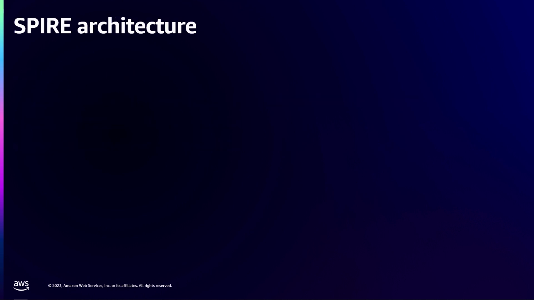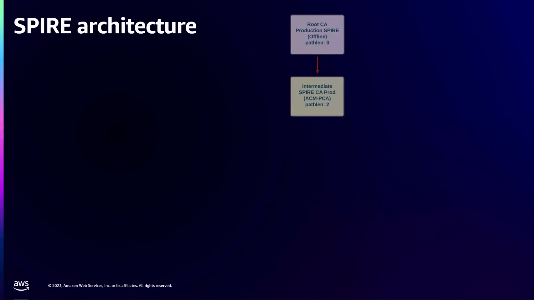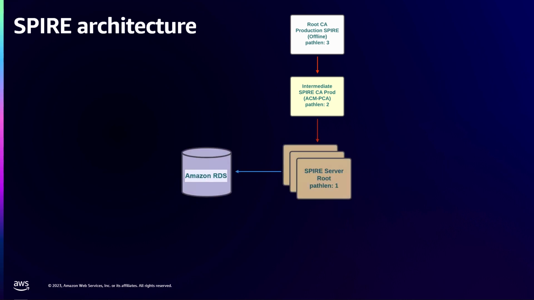So now let's take a look at the SPIRE architecture. How exactly does it look? What are we running here? As you can see at the very top, this is essentially what Kenneth was mentioning previously. We have our root CA, which is offline. We have the intermediate below, which is in the Private CA service. And down here, we introduce a root SPIRE server. This root SPIRE server is also a CA. It fetches its own CA from that particular intermediate.